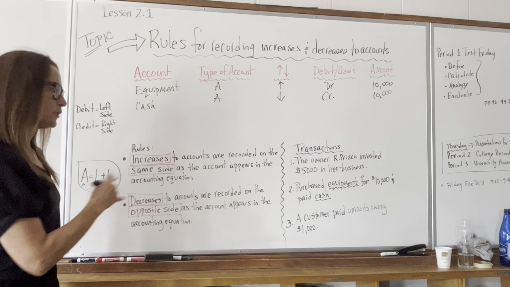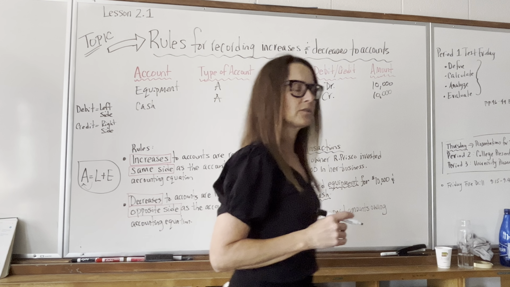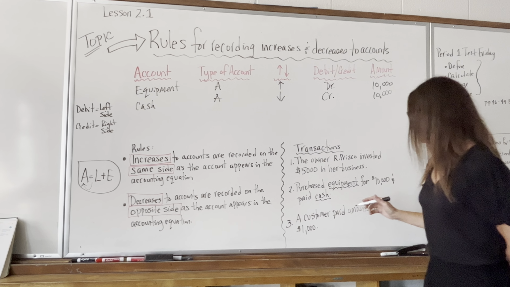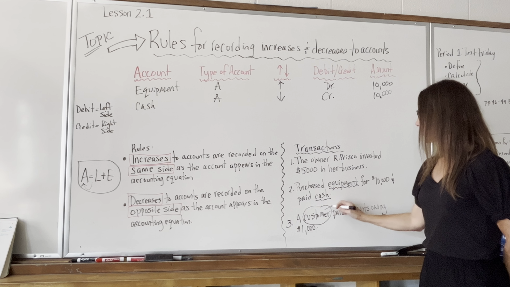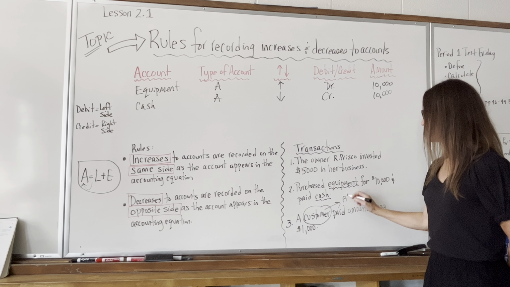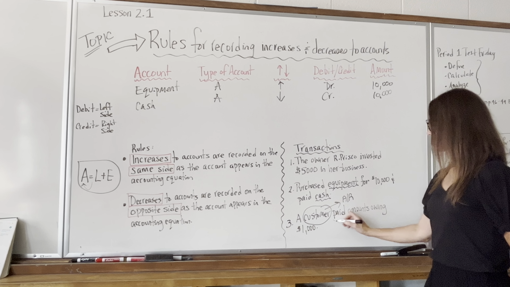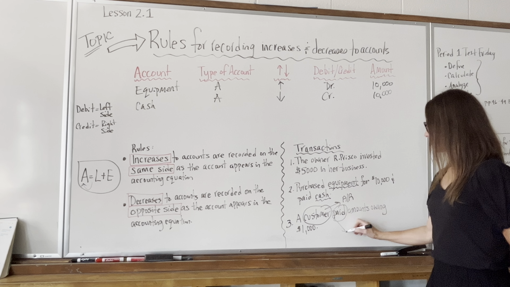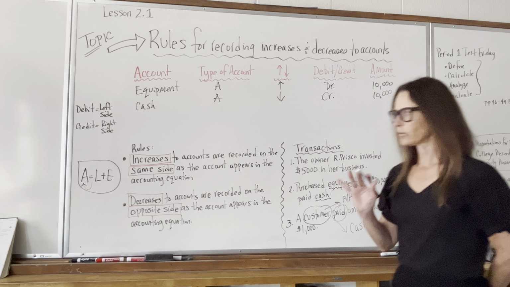Okay. Let's do the third one. A customer paid amounts owing $1,000. So for this one, the customer we know is accounts receivable. I'll do AR for short. And they paid. So I know that's cash. So I have cash and accounts receivable.